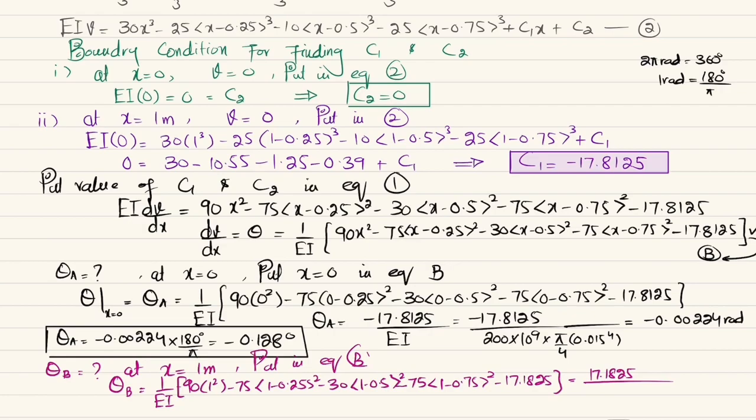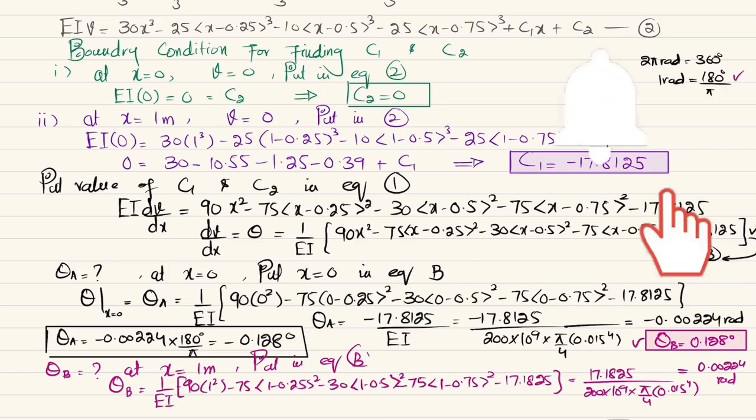When you put the values in, that will give you 17.8125 divided by EI. E is 200 gigapascals, 200 into 10 to the power 9, multiplied by I, which is pi by 4 r to the power 4, which is 0.015 to the power 4. When you calculate it, it will be equal to plus 0.00224 radian. If you want to convert it into degrees, multiply it by 180 by pi. You will get the angle equal to 0.128 degrees.